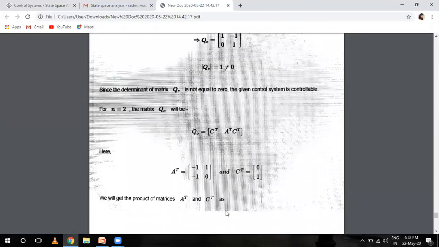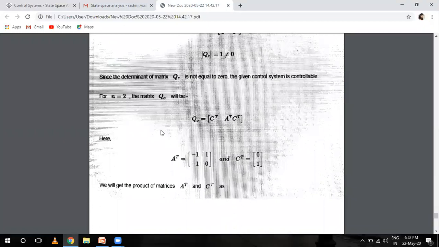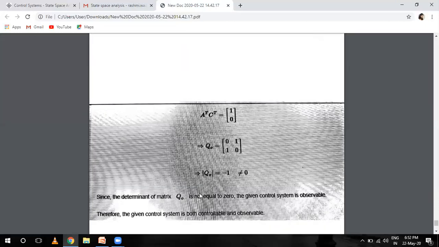Now come to the observability. Again the matrix QO will be [C^T, A^T C^T]. A का transpose ये हो जाएगा, C का transpose ये हो जाएगा, then the product of these matrices is this [1 1 0], and then QO is equals to [0 1; 1 0], and find out its determinant, that is 0 minus 1, so 0 minus 1 is minus 1. So determinant of the matrix QO is not equals to 0, so the given system is observable. Therefore the control system is both controllable and observable.